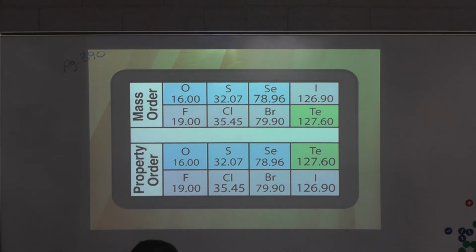Okay, so here's what it's showing you. If you have a mass order, it's going to flip them if you do it by atomic number.